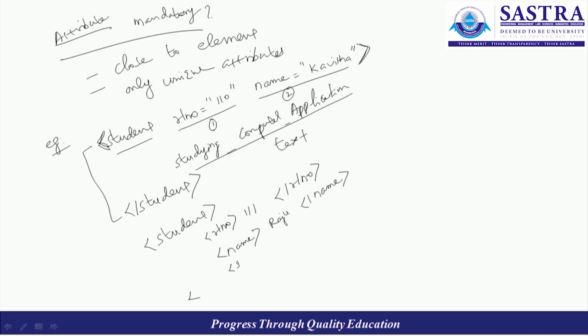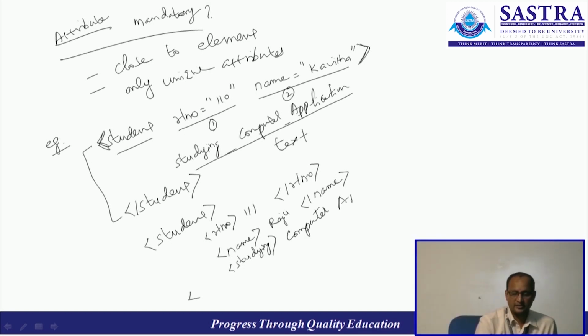Now I am going to close the student element. Before that, studying computer applications. I have closed these elements properly. Am I right? Roll number, name, studying. Can I have it like this? Whether it should be a noun or a verb, if we read this element, we should be able to understand what content the element is carrying. That is important. I have closed the student.